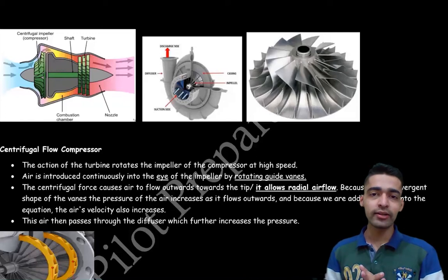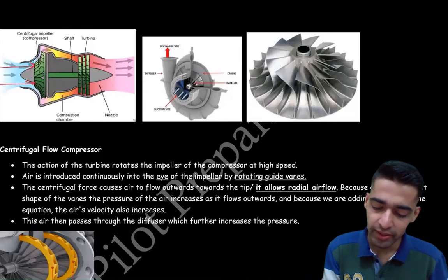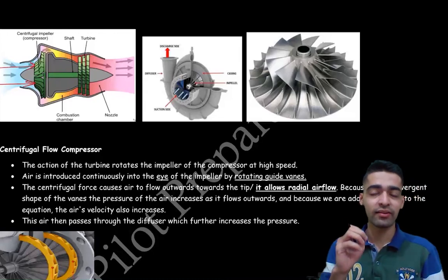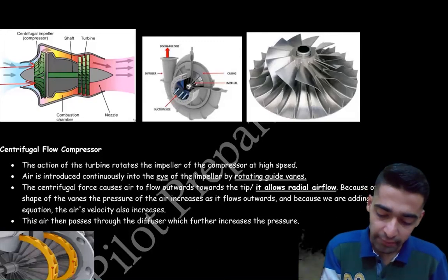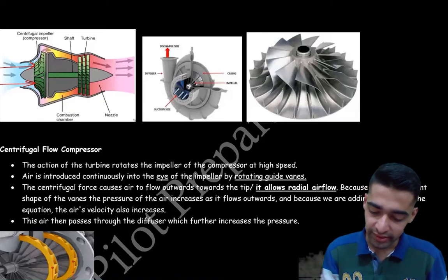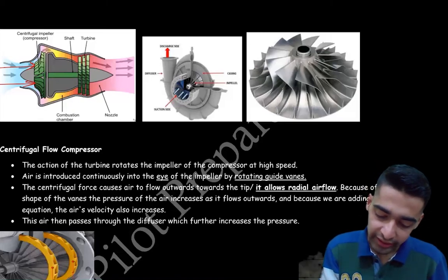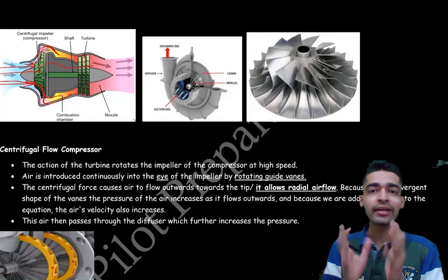So what we learned till now is that air comes continuously to the eye of the impeller. This is called the impeller. The impeller is nothing but the blades of the centrifugal compressor. So the air goes to the impeller via the rotating guide vanes, and once it reaches there, it goes radially outward. Again the air comes, and it goes radially outward, where the air is getting compressed.